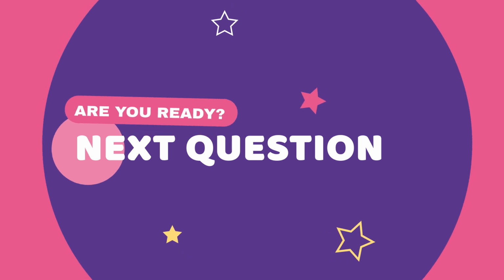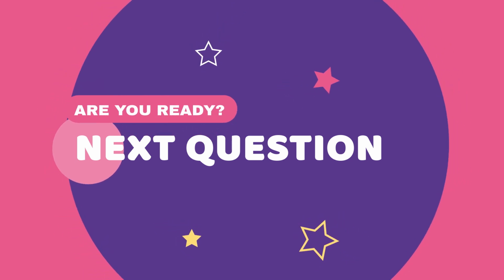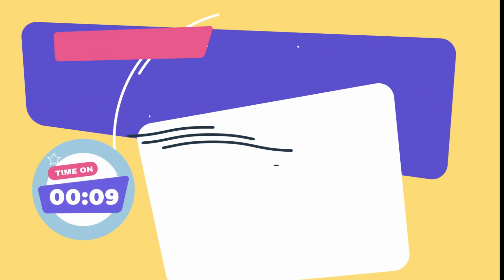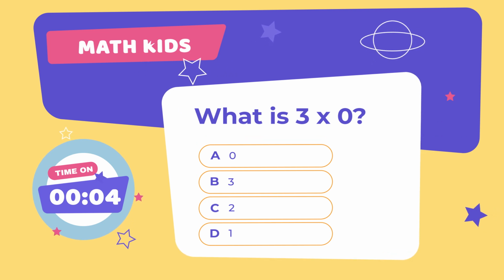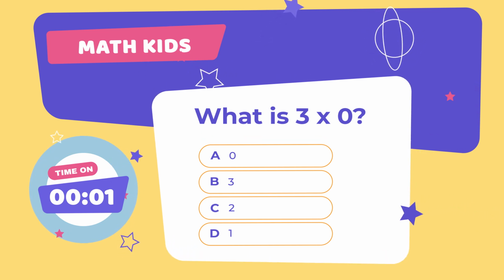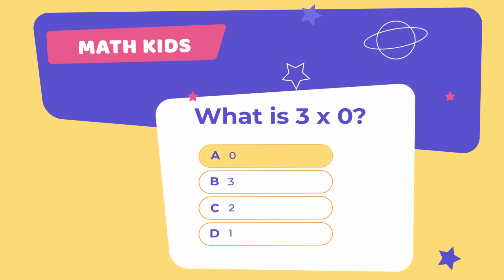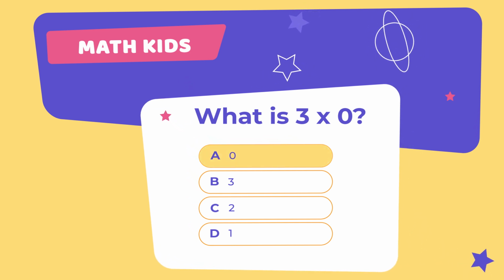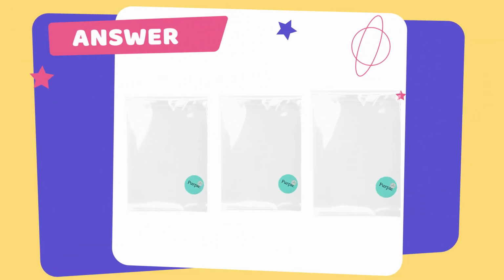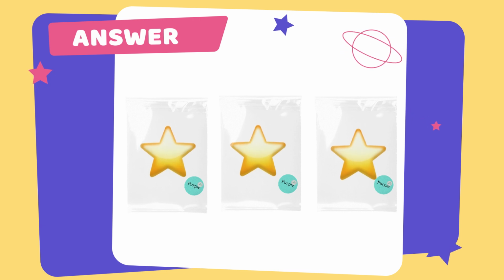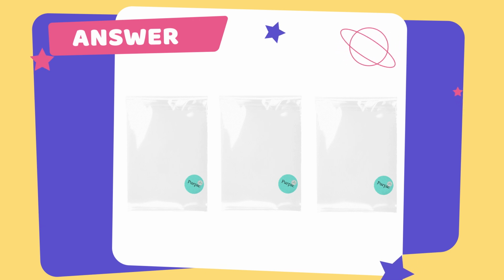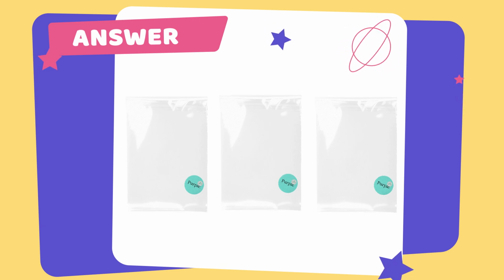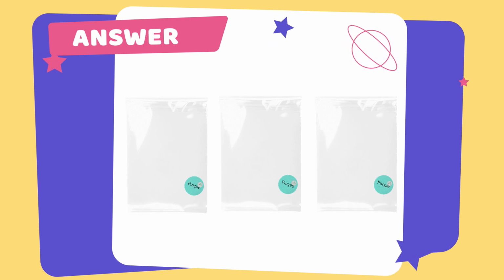Are you ready for the next question? What is 3 times 0? You're right. Your answer is correct. Imagine you have 3 plastic bags, but each bag is empty, with no stars inside. That means you have nothing. Let's count together. 0. So, 3 times 0 equals 0.